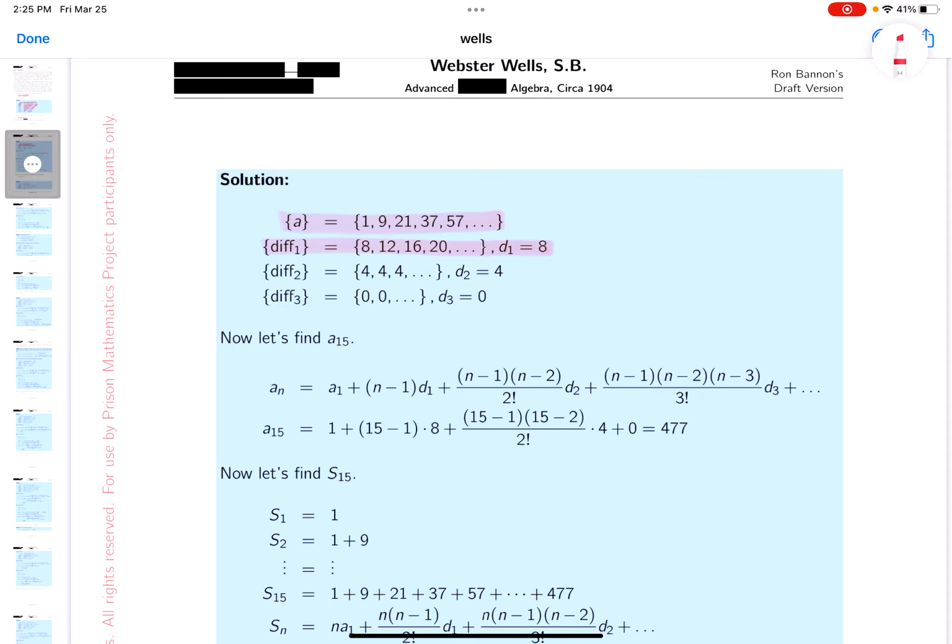Let's do the second set of differences now. Well, this one looks pretty easy to do, actually. What is it going to be? 12 minus 8 is 4. 16 minus 12 is 4. 20 minus 16 is 4. They're all 4s.